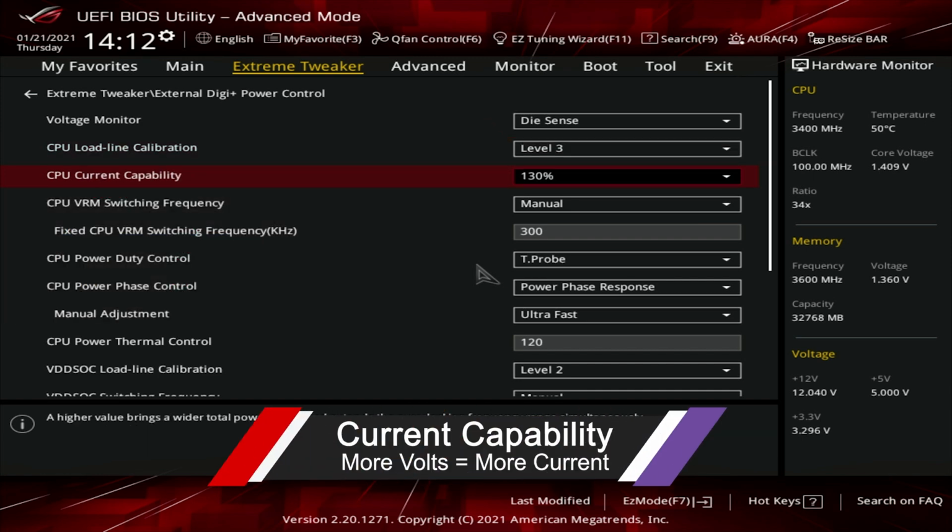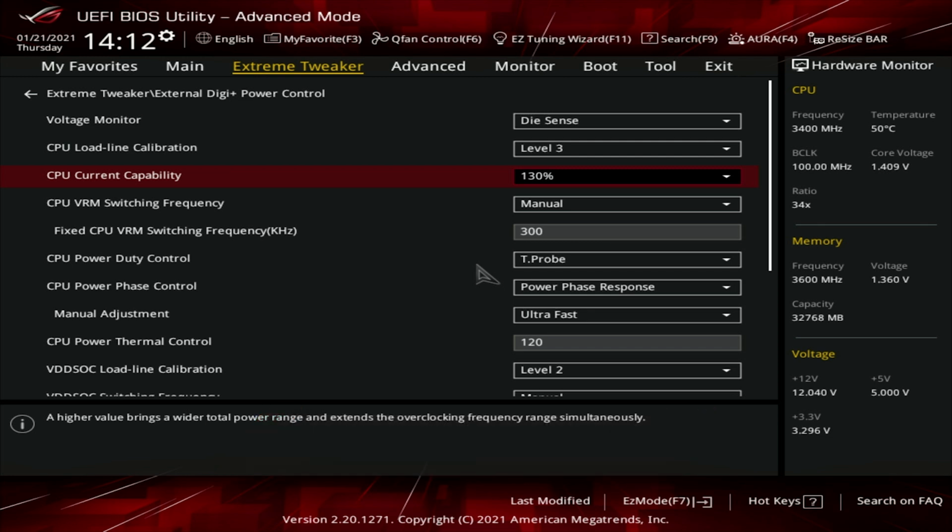Next up, we have current capability, and this deals with the fact that we're supplying the IC, the integrated circuit, additional voltage to hit higher frequencies. You need more volts, and therefore, you need more current. This is a setting that allows you to increase the maximum amount of current that the CPU can draw from the actual system itself, before it says no more, you don't get any more current.